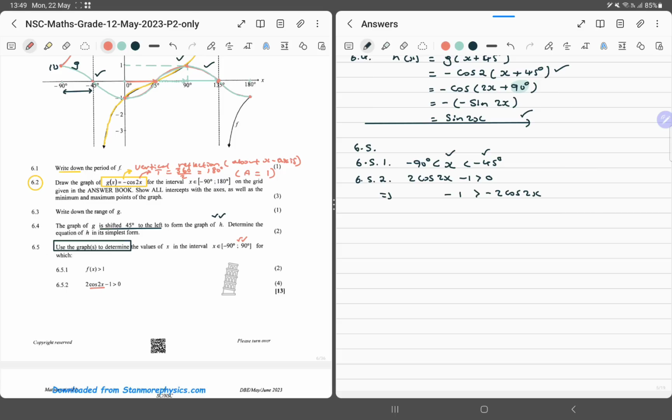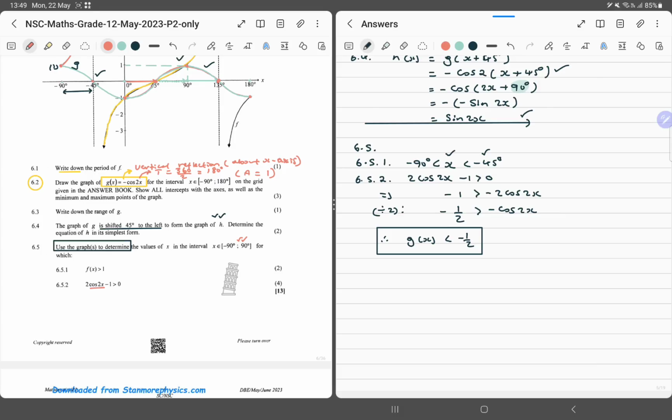Okay? And then at this juncture, we can just divide by 2 throughout, so we get minus a half. Now we divided by a positive number, so this sign doesn't change, so it's minus cos 2x. Great. So this therefore says g(x) is essentially less than minus a half. So this is the interpretation that you want. Or you can say minus a half is greater than g(x).